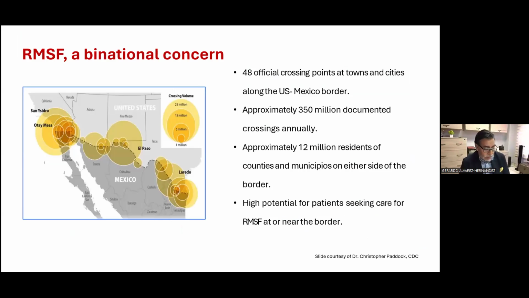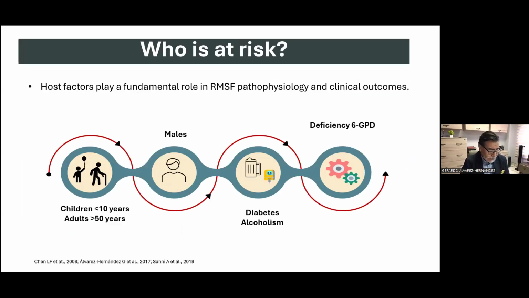All of us know that the US-Mexico border region is characterized by an intense exchange of assets and services, as well as remarkable population mobility, where we think there is a high potential for patients seeking care for RMSF at or near the border. So we could ask: who is at risk? What kind of person is at risk of getting the infection?